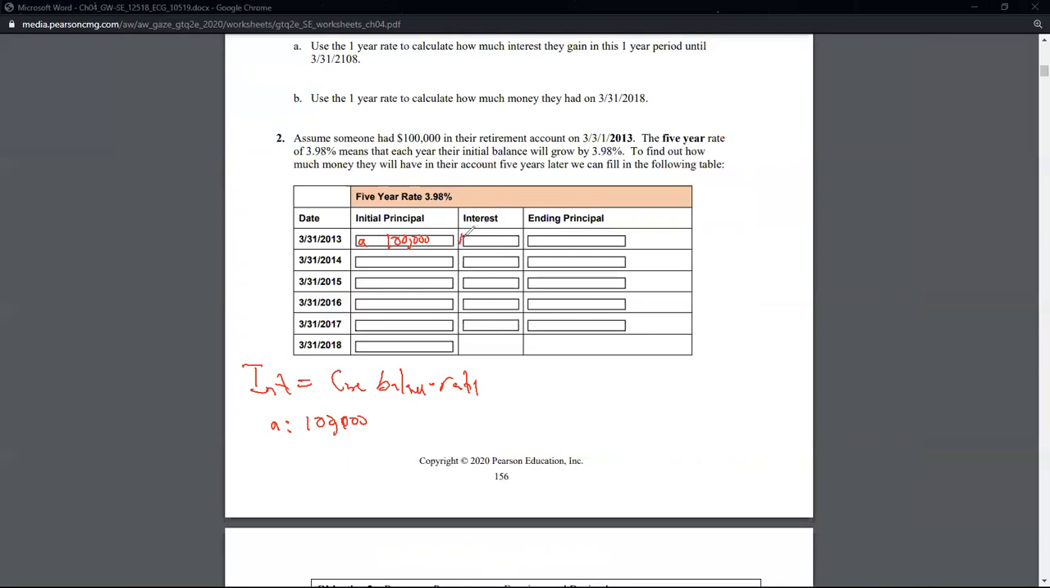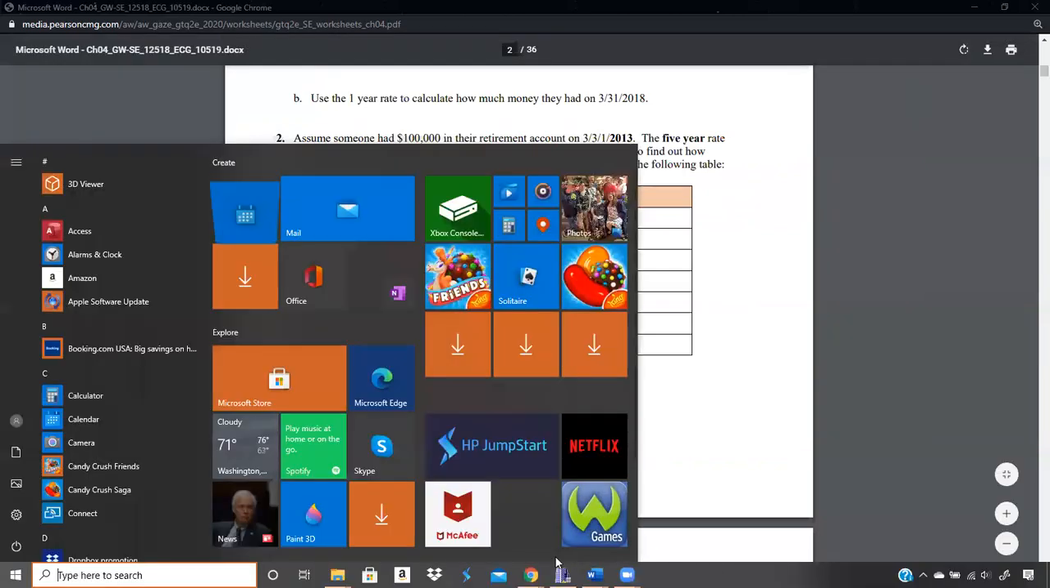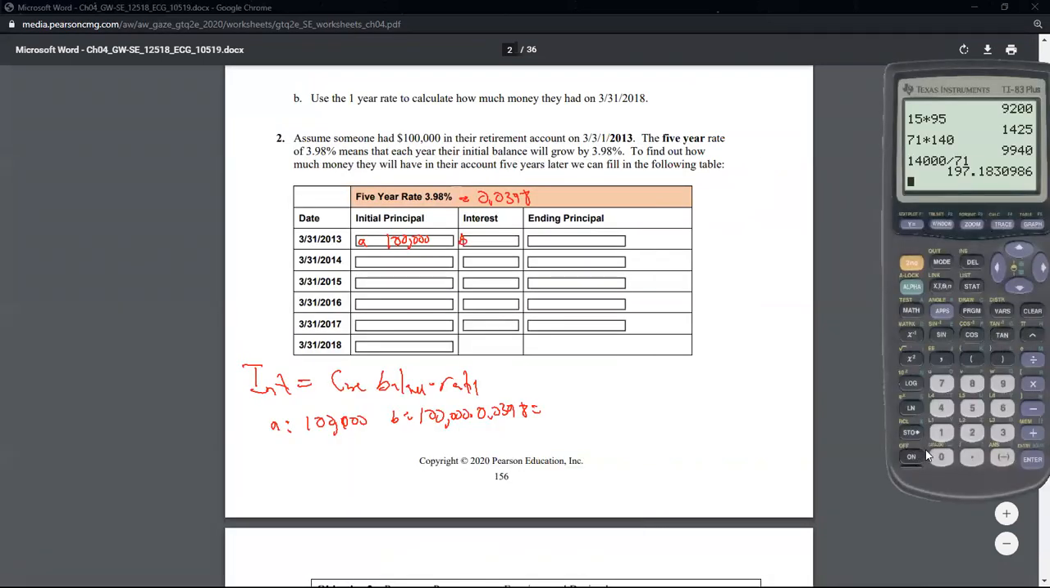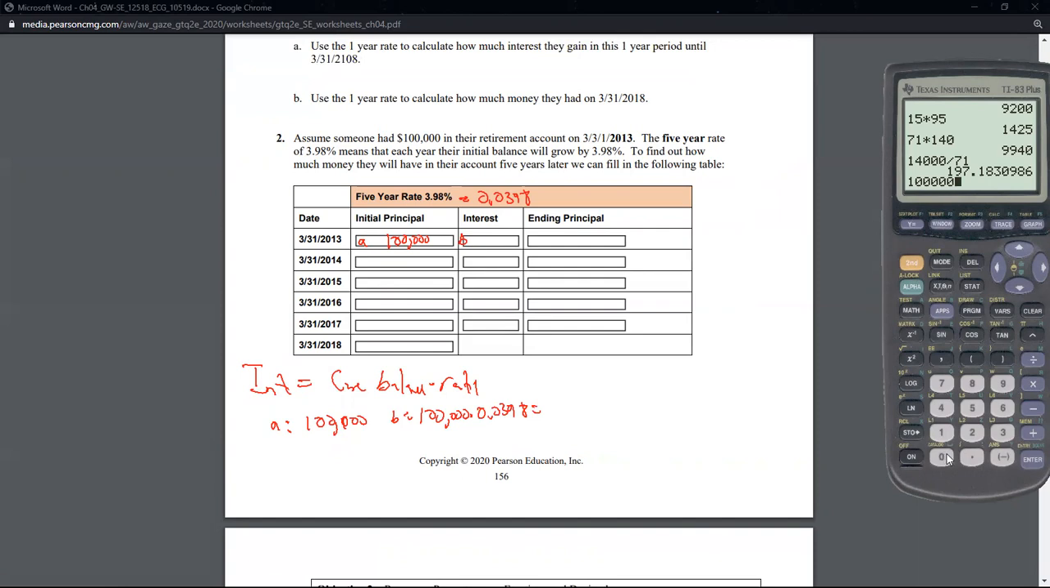But this spot B, what I'm going to call B, the amount of interest we earned for that whole year will be the $100,000 times the interest rate, which we said was 0.0398. So we take the $100,000 times the 0.0398. Get my calculator, there we go. So 100,000 times 0.0398, and we end up with 3980.